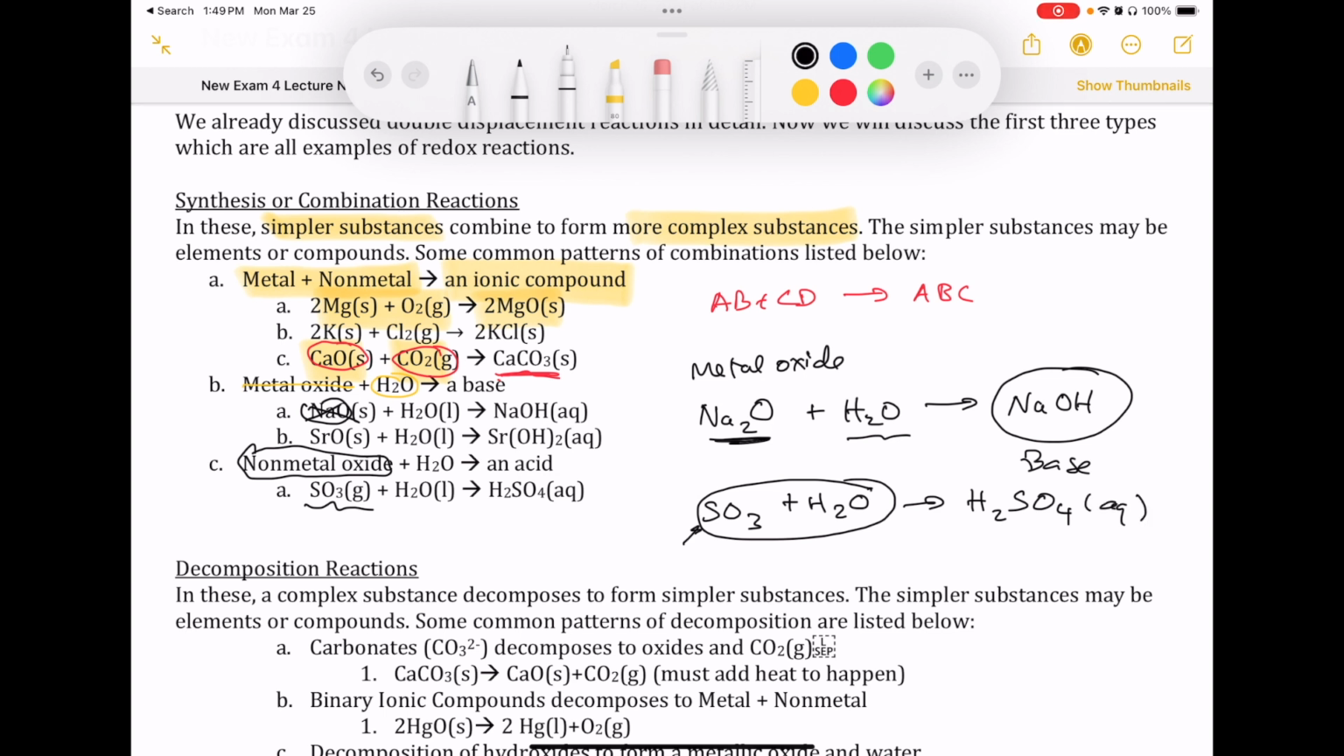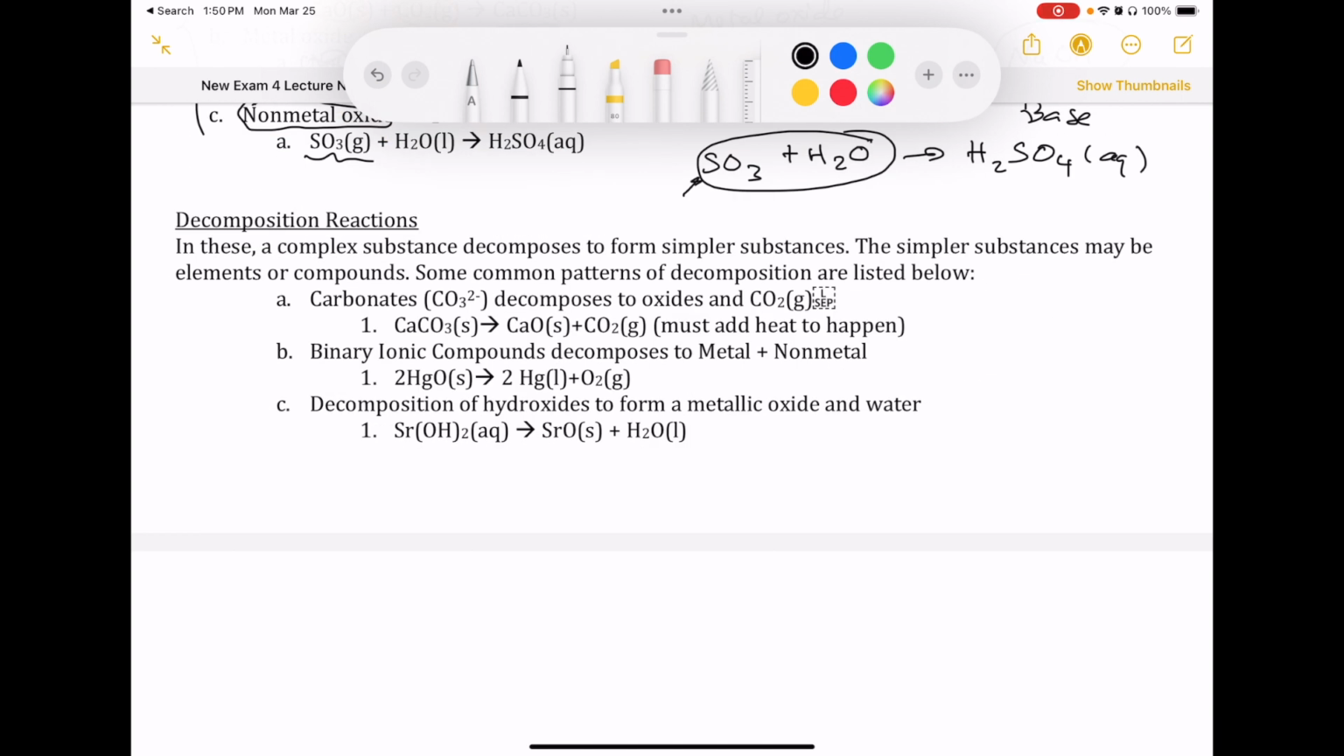Okay, so these three here are examples of how we can get combination reactions. We can get metal and non-metal combining to form an ionic compound. We can get metal oxide with water combining to form a base. And we can get a non-metal oxide with water combining to form an acid. What about decomposition reactions? Here is the opposite of your combination reaction. So you take something that's complex and you break it down into simpler substances, okay? So you get a bunch of products as a result of it.